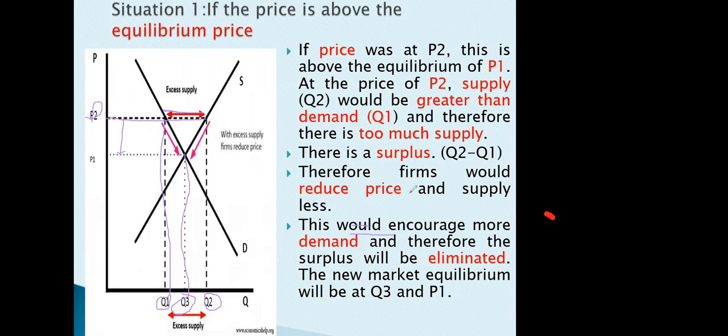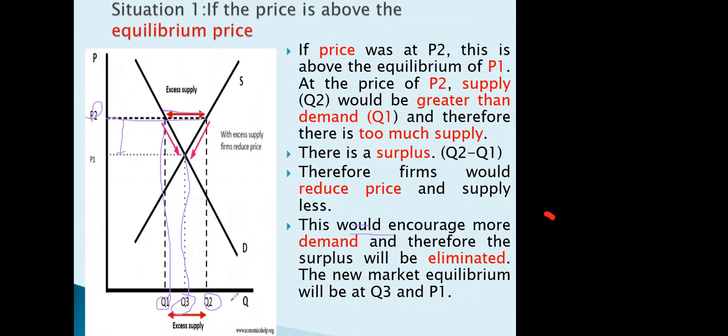Getting this? Now, one minute. If price was P2, जब प्राइस P2 है, at this price is above equilibrium, तो प्राइस P2 है P1 से ज्यादा है यानी इक्विलिब्रियम से ज्यादा है. And supply Q2 would be greater than Q1. तो डिमांड कितना है एक्चुअल? P2 को डिमांड Q1 है लेकिन मैंने सप्लाई Q2 इतना किया है. It is far more, it would be greater than demand Q1 से ज्यादा है. And therefore there is too much supply, meaning how much exactly surplus is there, that is Q2 minus Q1. तो इतना surplus quantity अभी market में है.